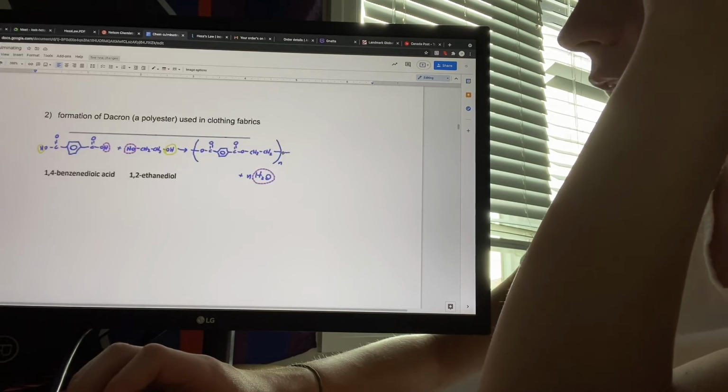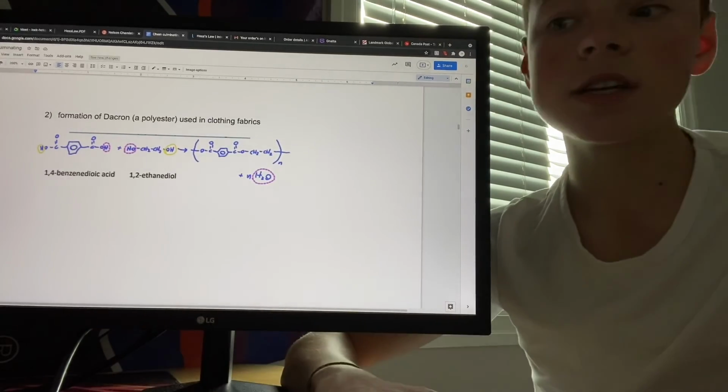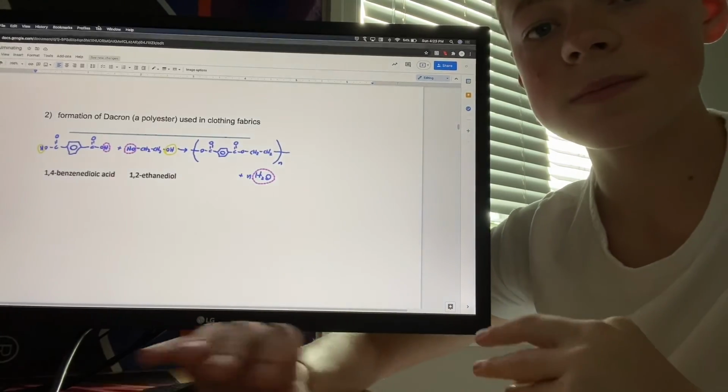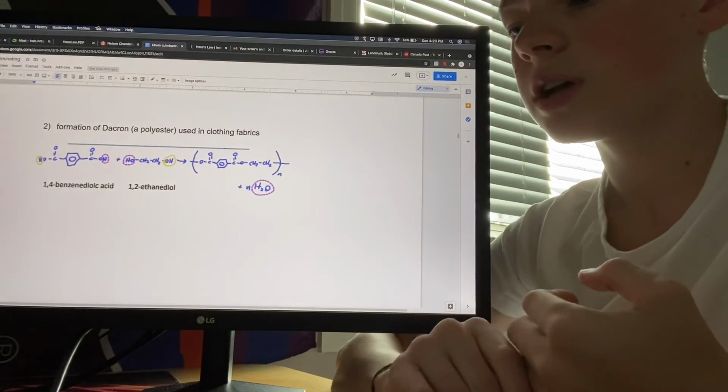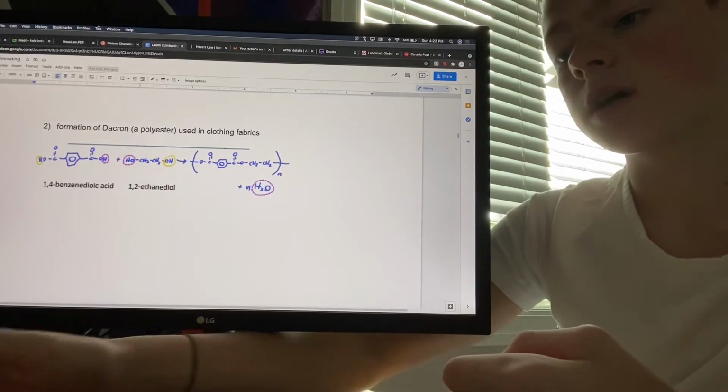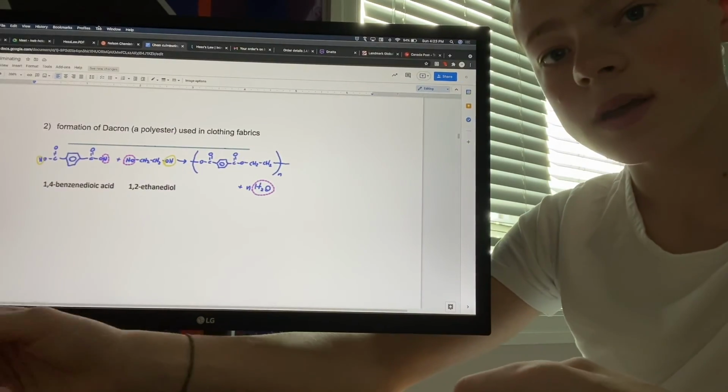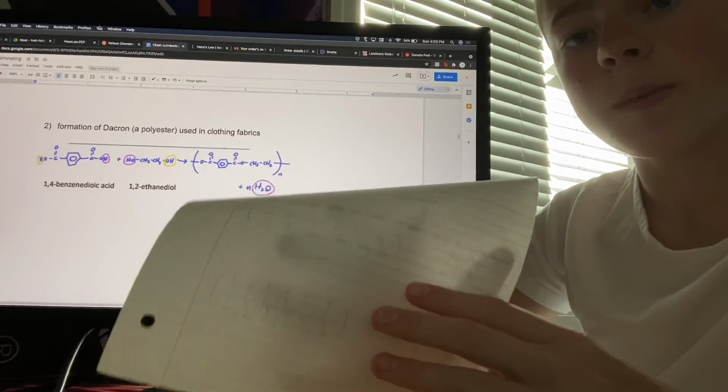And that is basically it for condensation and addition. It's very simple, and I think doing the worksheet will really give you some more insight into it.